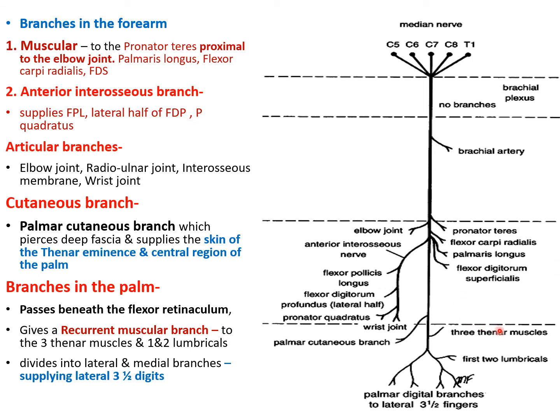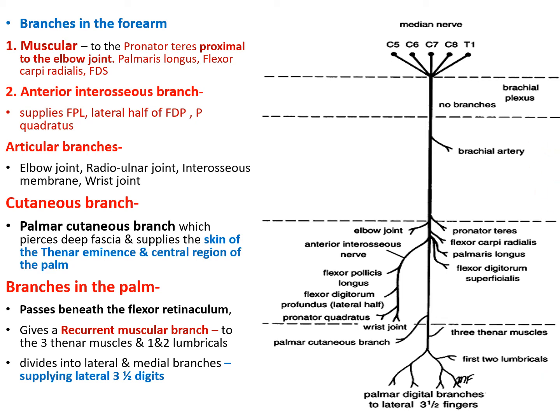Branches in the palm of the median nerve: since the median nerve passes beneath the flexor retinaculum, it gives a recurrent muscular branch to the three thenar muscles and first and second lumbrical. Also, it divides into lateral and medial branches, thereby supplying the lateral 3.5 digits.